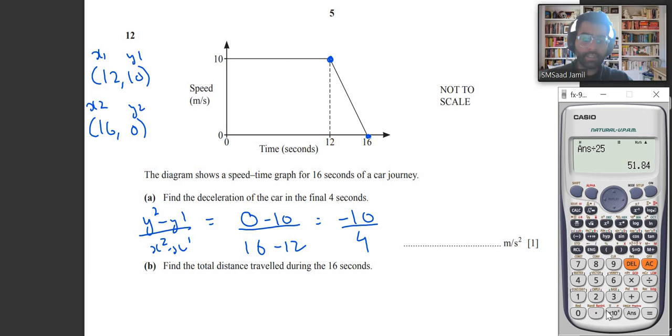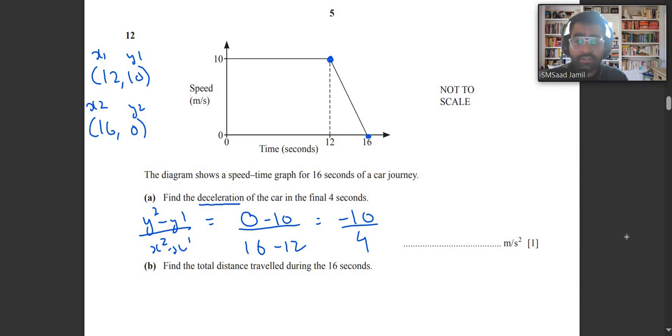So minus 10 divided by 4, it's negative 2.5, but you guys will not write the negative sign, because it already says deceleration, it already means speed is decreasing. So just write 2.5.